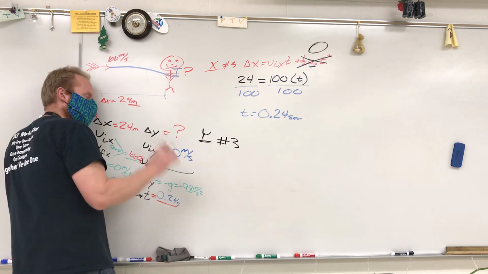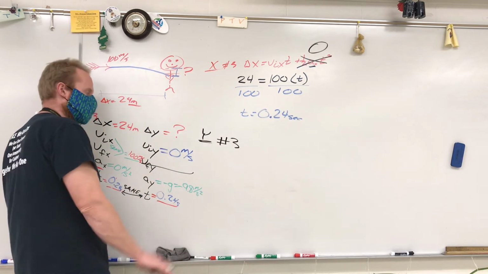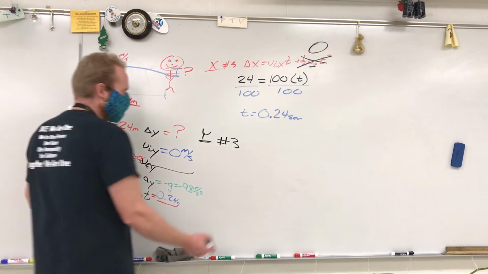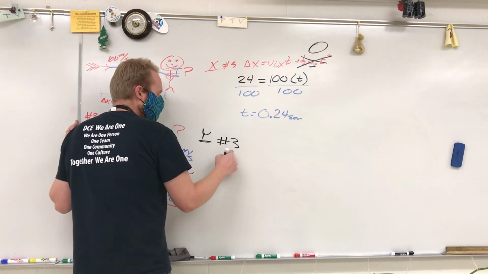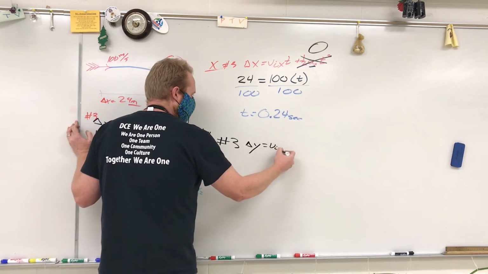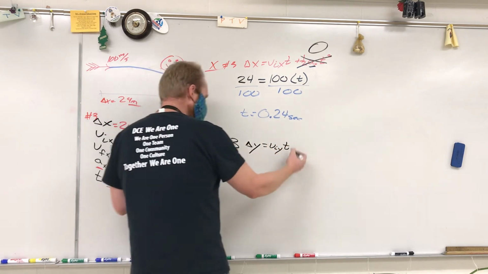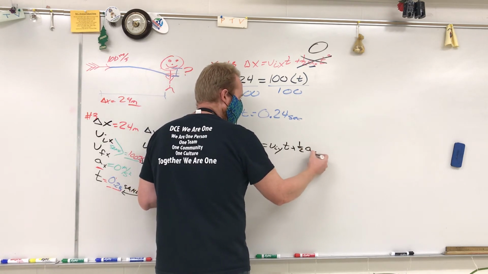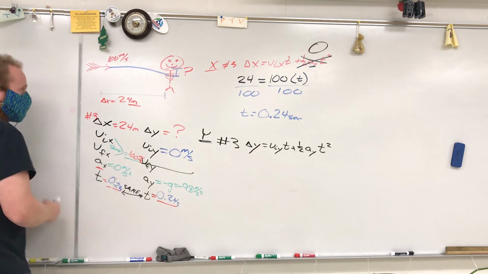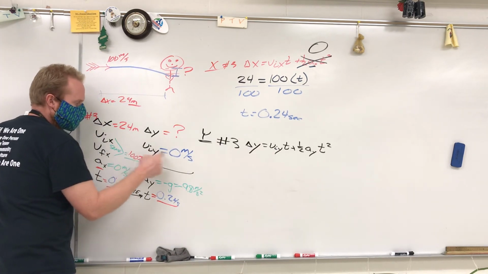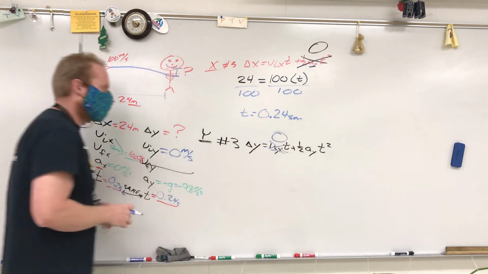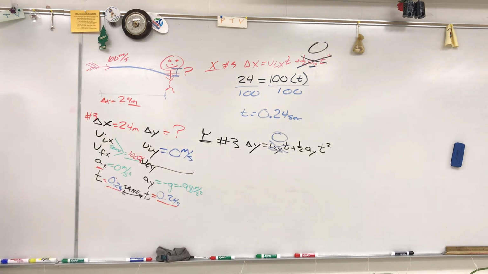Don't always use equation number 3. You should still be asking yourself, what equation should I use? Just if you find yourself using equation number 3 a lot, it's okay. It's not unheard of. So equation number 3 for the y direction says delta y is equal to viy times t plus 1/2 ay times t squared. Because my initial velocity in the y direction is 0, that whole term cancels out.